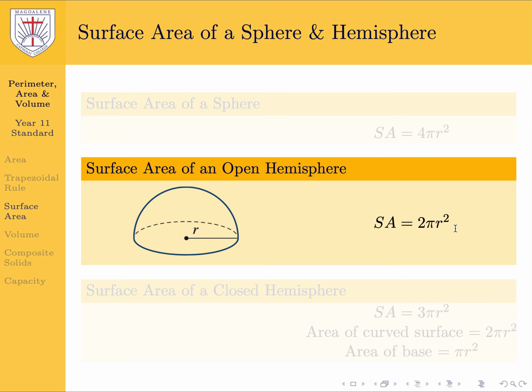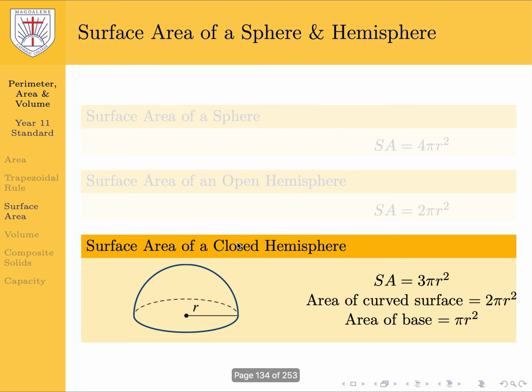And interestingly, if the hemisphere is closed, at the moment we're considering it like a bowl, just upside down. But when it's closed, it's like a dome. So that would be closed off, and the surface area becomes 3 pi r squared. If you're wondering where that comes from, it's the open hemisphere, which is 2 pi r squared, plus the area of the base, which is just pi r squared because it's a circle. So if you add those two together, you get 3 pi r squared.